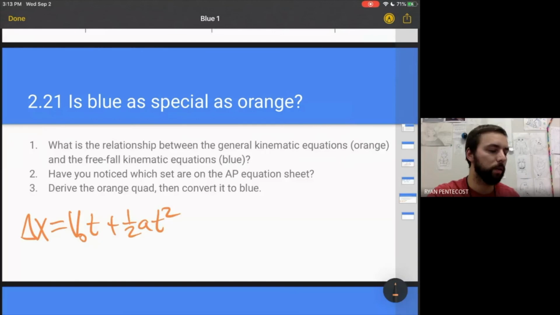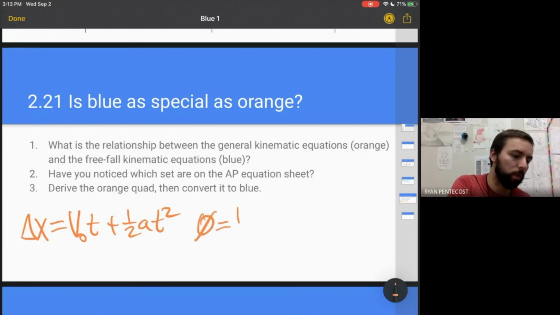Now this looks like a quadratic, right? To solve a quadratic, you have to get everything equal to 0, right? So let's subtract our variables over here. I don't know how you guys like your algebra, but I like the highest exponent first. So we have 0 equals 1/2 a t squared plus v naught t minus delta x.